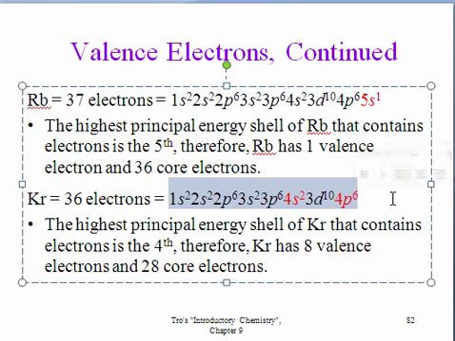Krypton has 36 electrons. If we look at its electron configuration, we clearly see that the highest energy level is the 4th, and therefore it has 2 plus 6, 8 valence electrons. Now if we draw out the condensed electron configuration, we'll still be able to see our valence electrons. Our valence electrons are never part of the noble gas configuration.